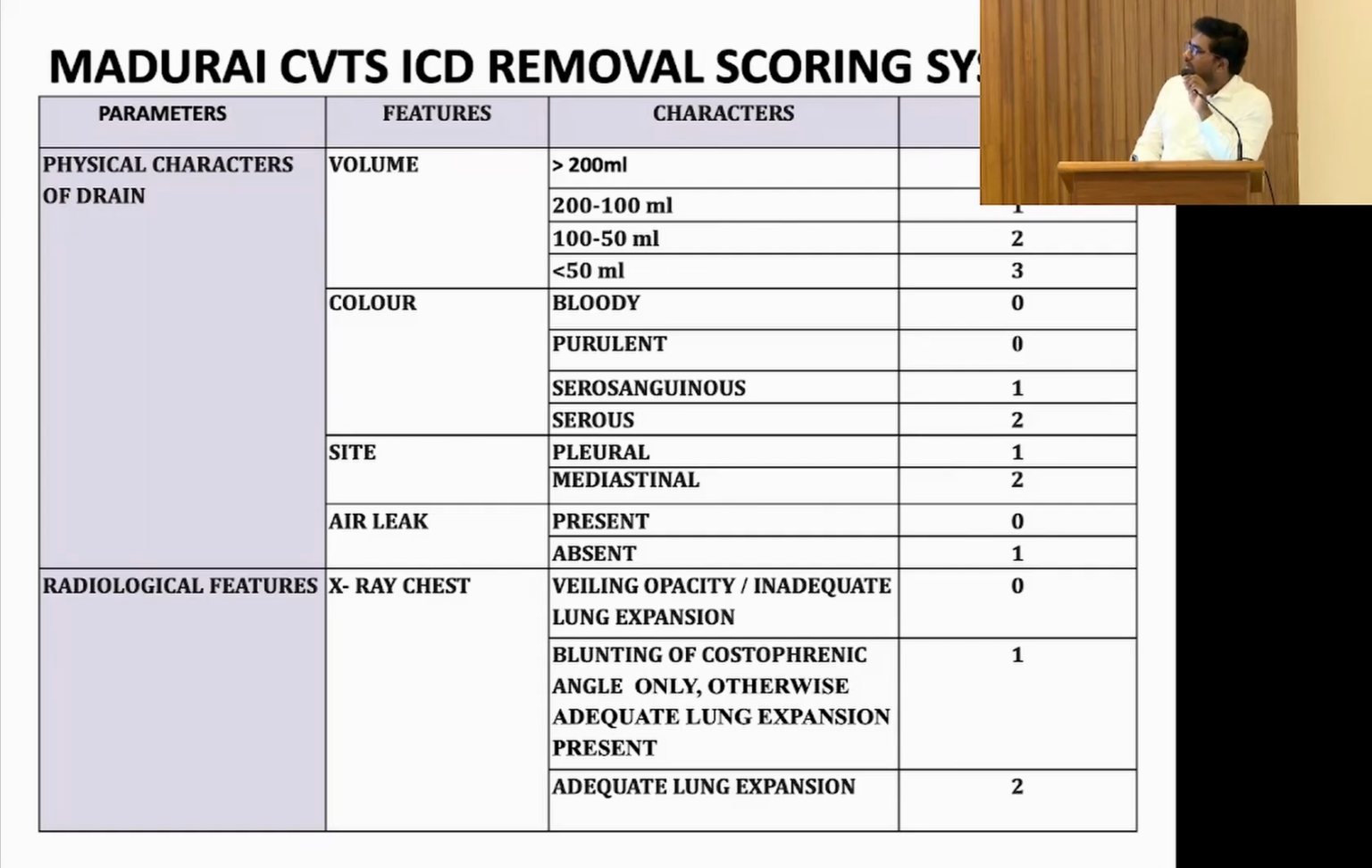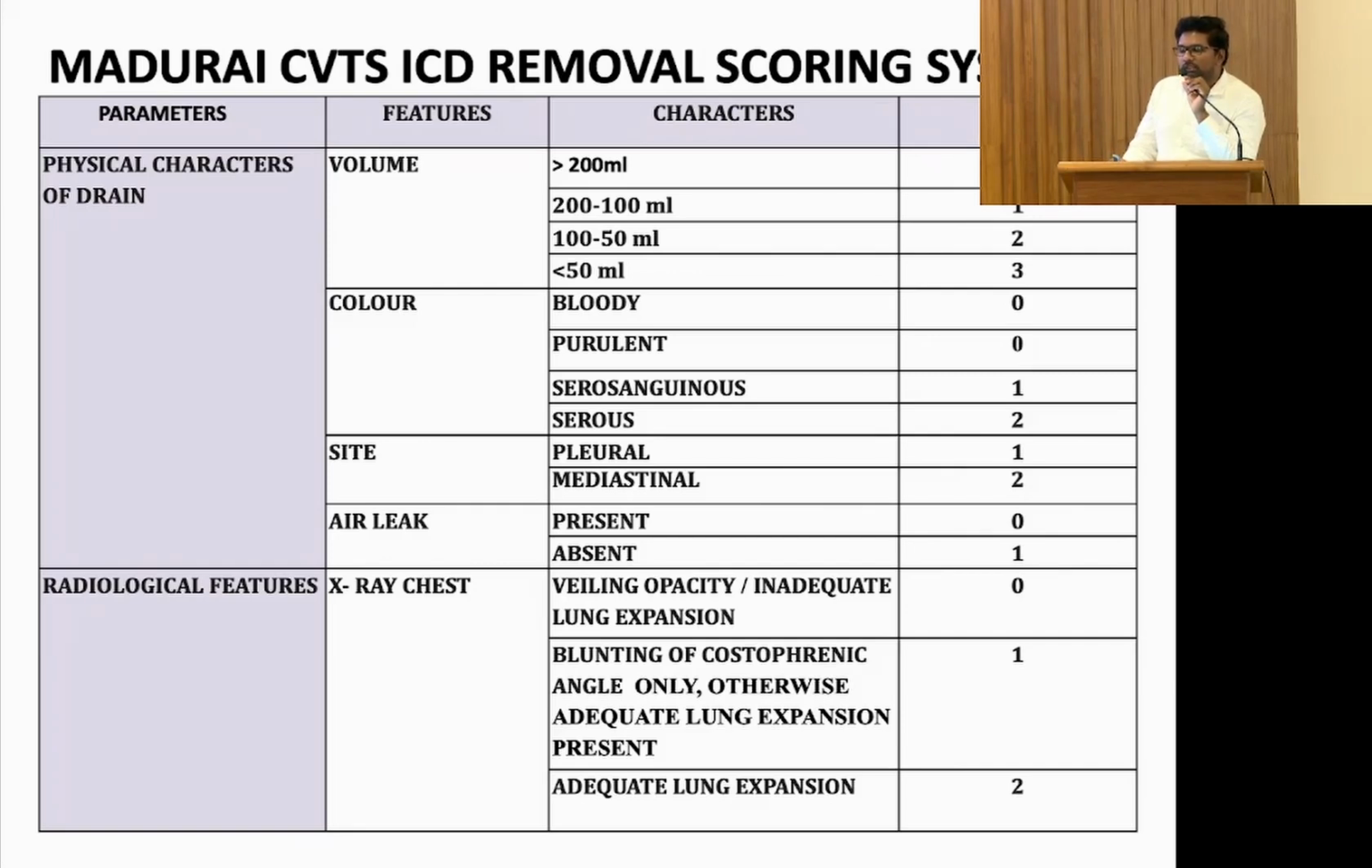And in case of color of the draining fluid, if the drain is bloody, the score is 0. And if the drain is purulent, the score is 0, which means that we are not supposed to remove the ICD in these two conditions. And if the drain color is serosanguinous, it is given as 1. And if the drain color is serous, it is given as 2 points to score. And the site of ICD insertion is pleural 1 and mediastinal 2. Because pleural ICD has a dependent drainage, so this can be left for a longer time than the mediastinal drainage. And coming to air leak, if air leak is present, it is 0, and if air leak is absent, it is 1. Here, the higher the scoring system, more likely to remove the tube.